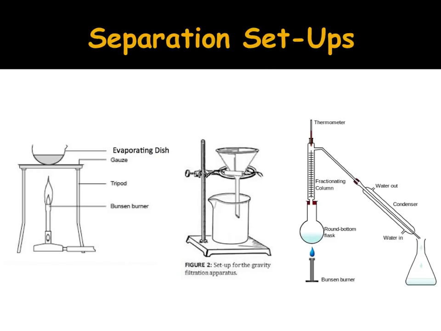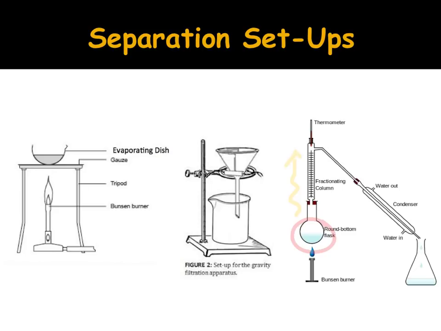So on the right, we're going to start with the distillation. So let's say I have my two liquids down there. We'll go rubbing alcohol and water. And the rubbing alcohol is going to have a lower boiling point, so it's going to start to boil first. So the rubbing alcohol is going to turn into a gas, and it's going to go up.